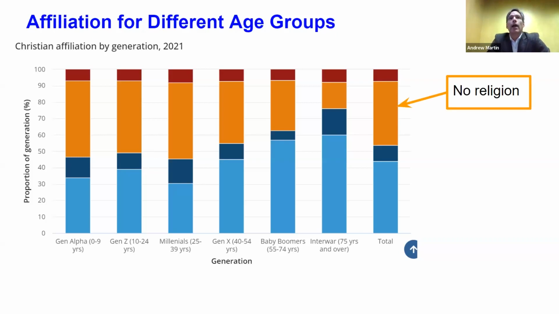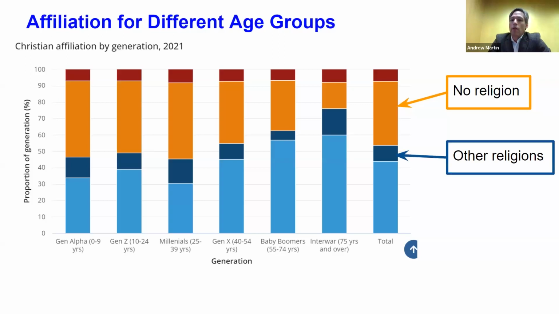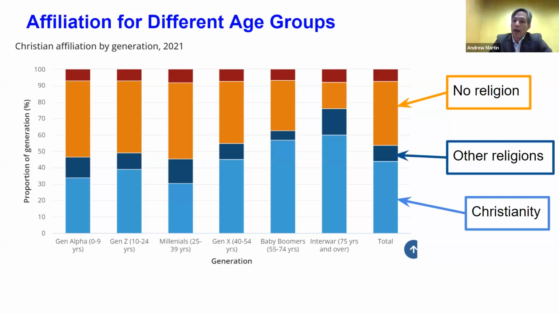Here, you have the category of no religion. The right-hand most column is the total, so the total of Australian population who have no religion is there. The dark blue is, in inverted commas, other religions. So we're talking there about Buddhism, Islam, Hinduism, Judaism, Sikhism. Light blue is Christianity. Again, this rightmost column is all age groups, but here are the different age groups as we work our way across the bar graph.